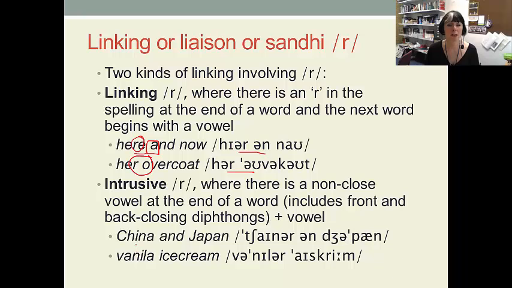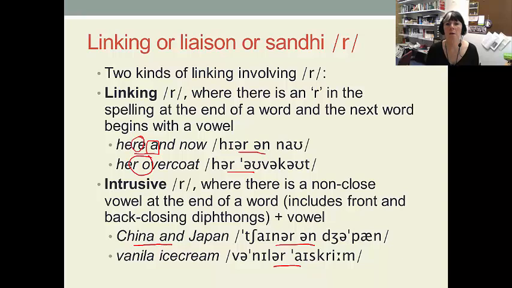But if we've got words like "China and Japan", I can do it with a glottal stop. I can say "China and Japan" with a glottal stop. But also I can have an intrusive R in there. No R in the spelling, but I've put it in. "China and Japan." "Vanilla ice cream" is another example. This sounds really odd to anyone who has a rhotic accent. You just wouldn't do it because there's no R in the spelling.